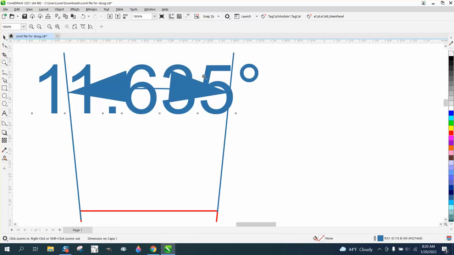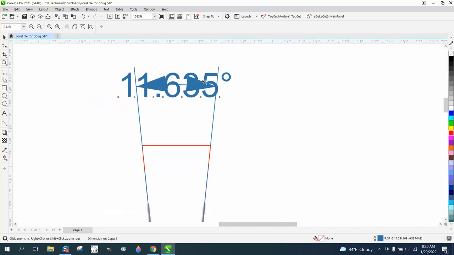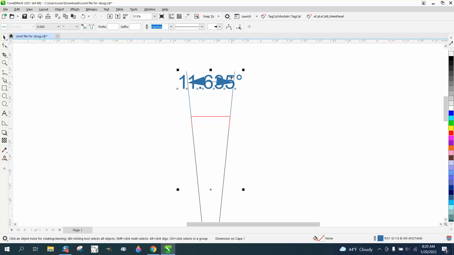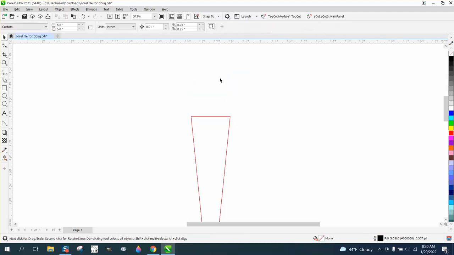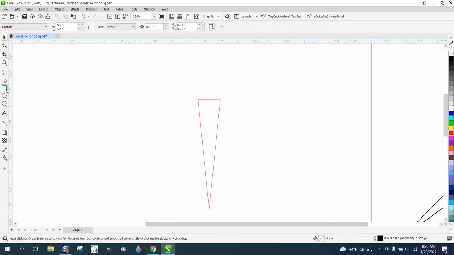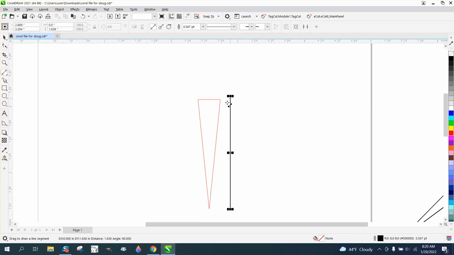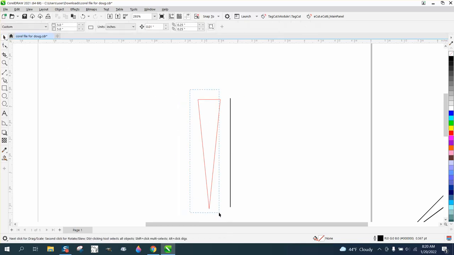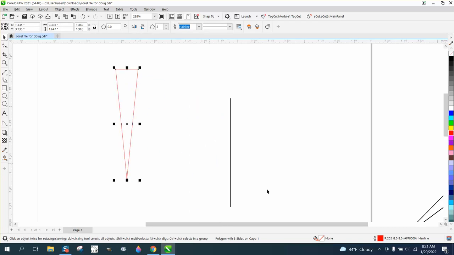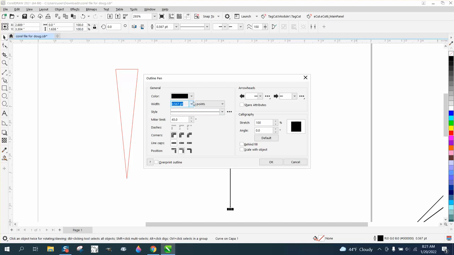So we're at 11.635. What the other gentleman was talking about would be to take a line, and it kind of doesn't matter anymore because that's not what the gentleman was doing, but we'll take a line, holding down the Control button, and make it straight. The only disadvantage on what he was suggesting, and I need to make this line a hairline again. I'll go ahead and keep it black.